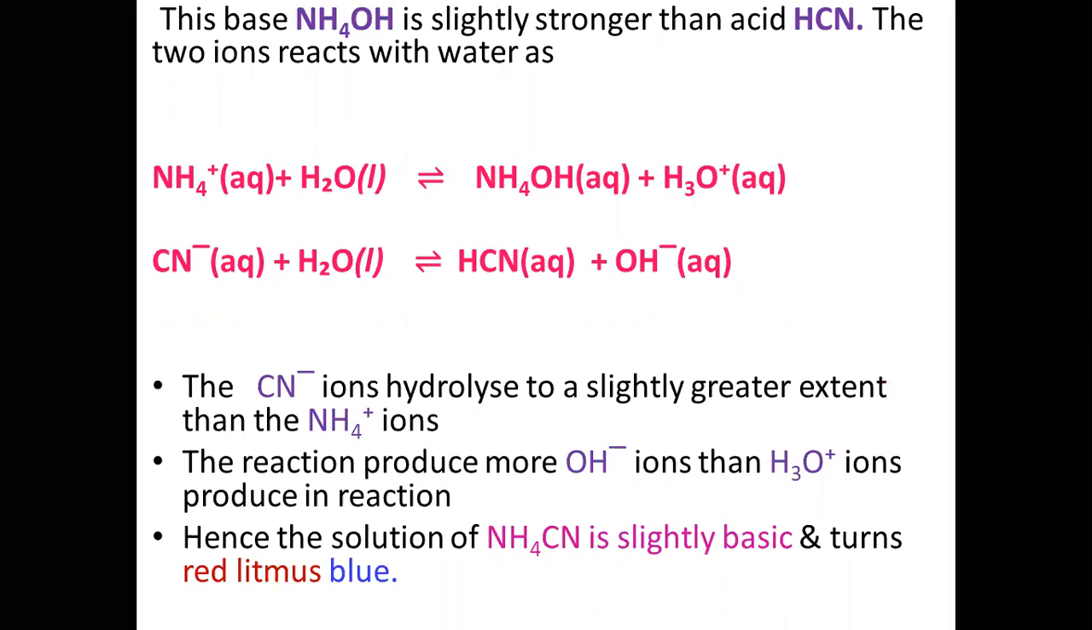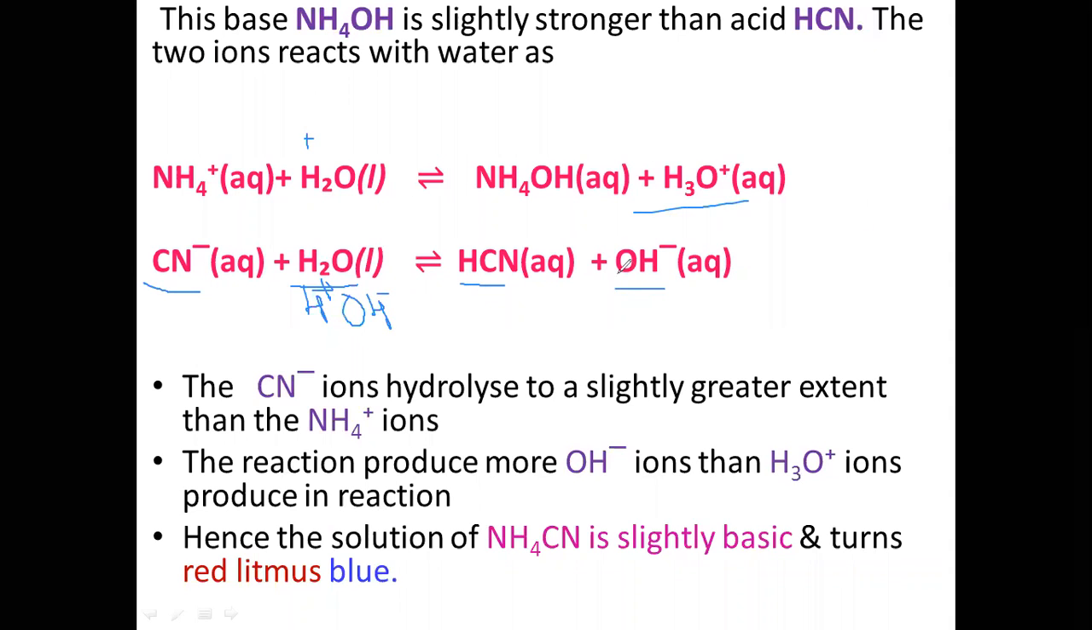So these two ions react with water. Which ions? NH4 positive and CN minus ion react with water. So when NH4 positive reacts with water, what will it produce? NH4OH with H3O positive, right? And CN minus ion reacts with water. Which ion is it reacting with? Cation reacts with anion, and anion reacts with cation. So this is an anion, so which will be the cation here? H+, right. So what remains? OH minus ion. OH minus ion will be obtained as a product.